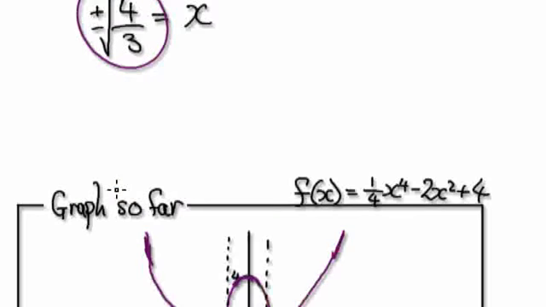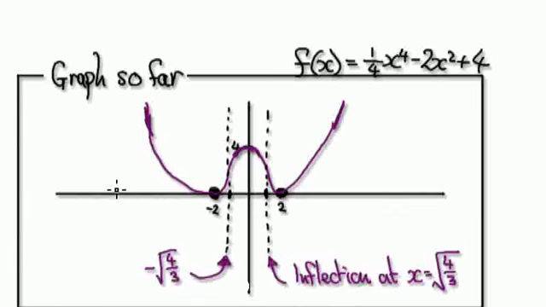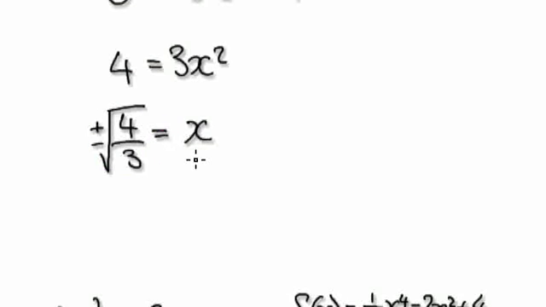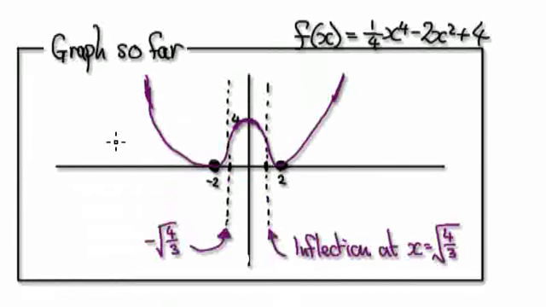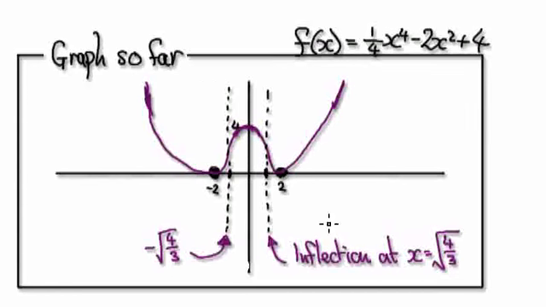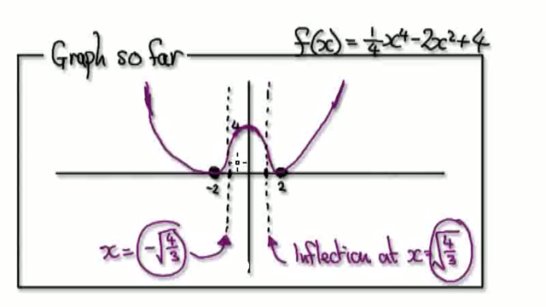So looking at our graph here. Oh, by the way, when you get to this and you square root, you're going to get the positive version and the negative version. That's why you've got a plus and a negative here. Okay. So looking at our graph here, we know the point of inflection will be somewhere when x equals the root of 4 over 3, and when x equals this thing here. So our inflection point is right here.